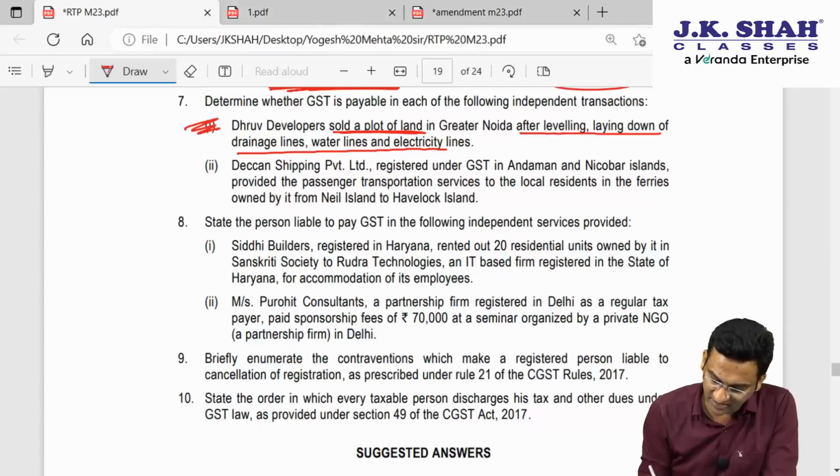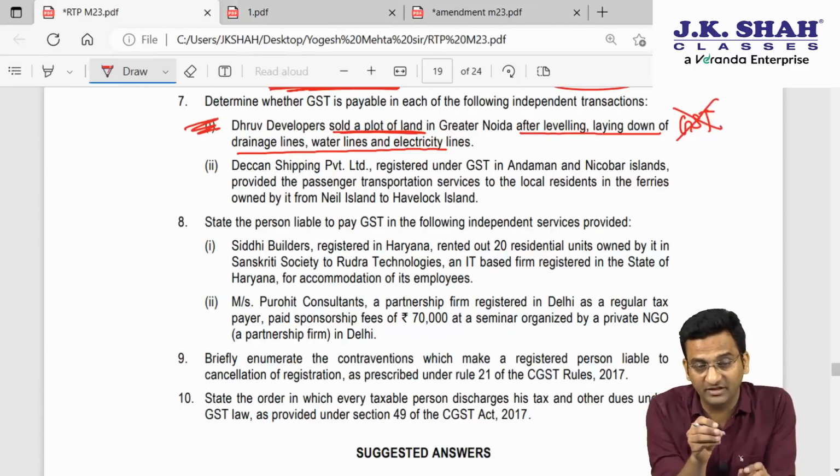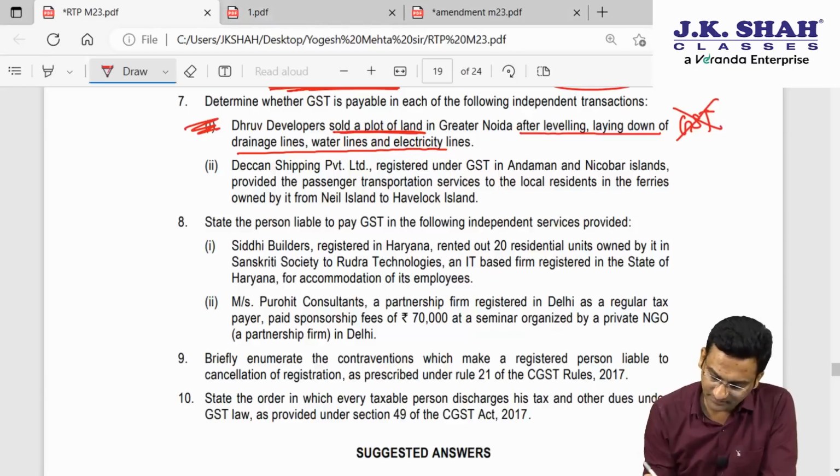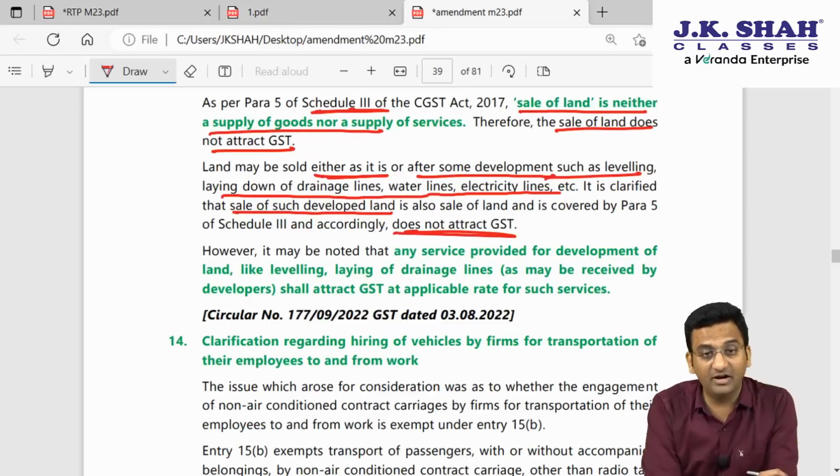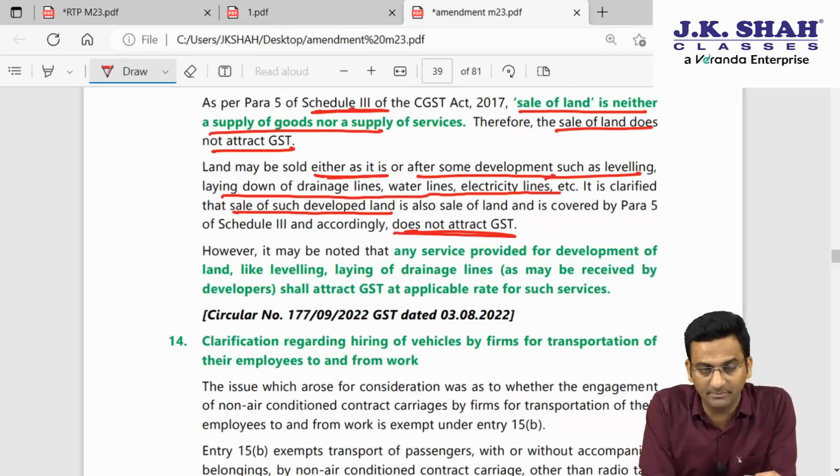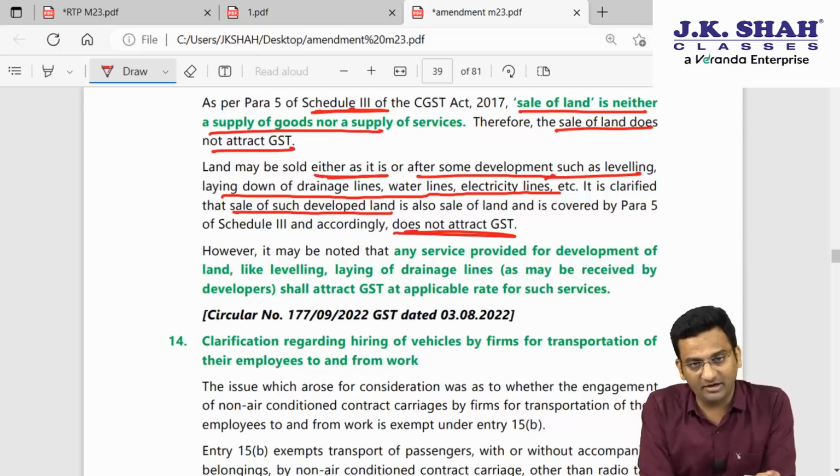Hence, in the given case, GST is not leviable, because whether the land is sold as such or after certain developments, it will still be covered under para 5 of Schedule 3 only, and hence it will not attract GST.